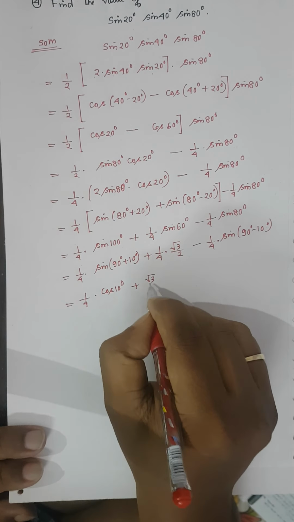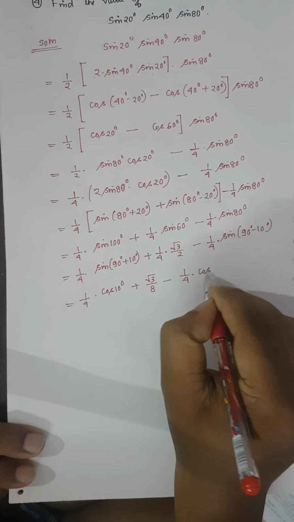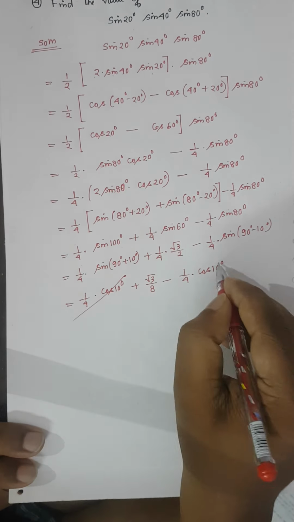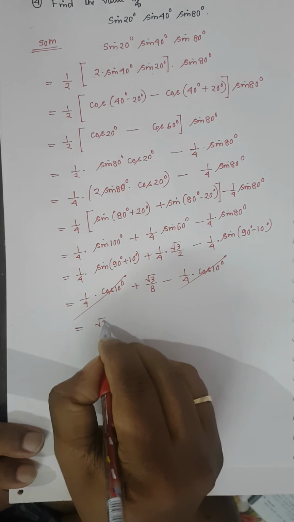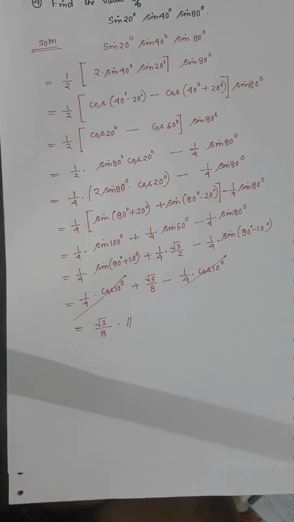This is root 3 by 8. And what about this? This is also 1/4 of cos 10 degree. Sine 90 minus theta is also cos theta. So 1 by 4, 1 by 4 cancel. Your result is root 3 by 8. So this is the value of this.